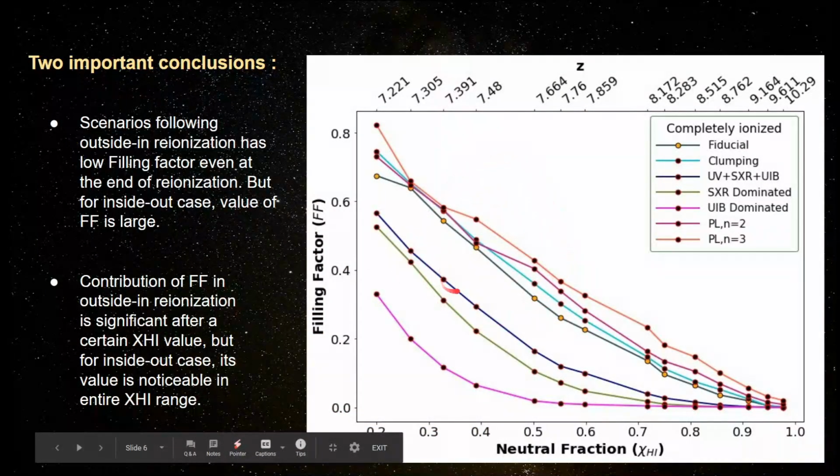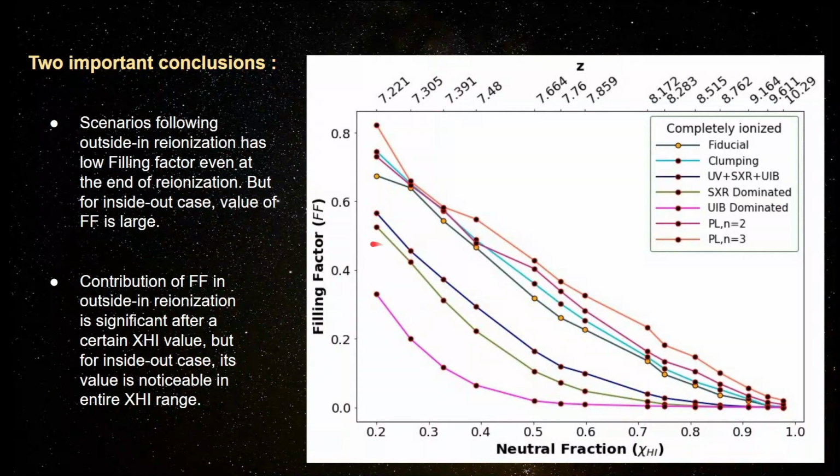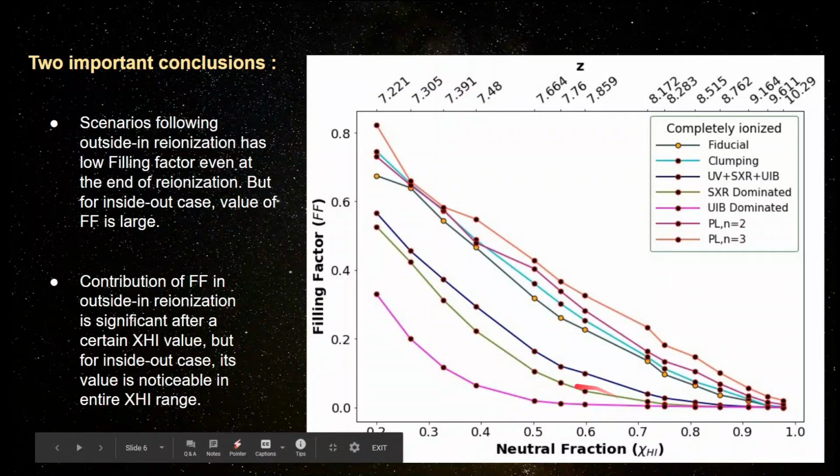This result also gives two important conclusions. First, the scenarios following outside-in reionization have a very low filling factor even at the end of reionization, as compared to inside-out, where the filling factor's value is very large at the end. And the second is that the contribution of the filling factor becomes significant in outside-in reionization only after a certain point or neutral fraction, which is the percolation in our case, before which it almost remains constant. But this is not the case with inside-out reionization, where we see a considerable effect of the filling factor in the entire neutral fraction range.